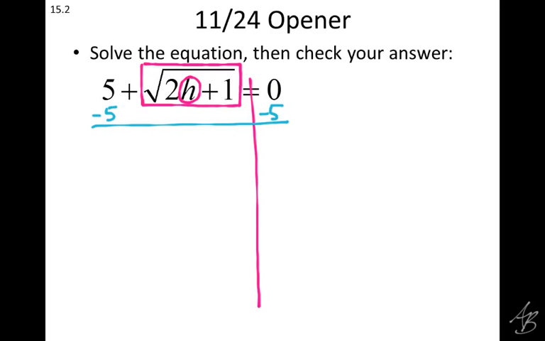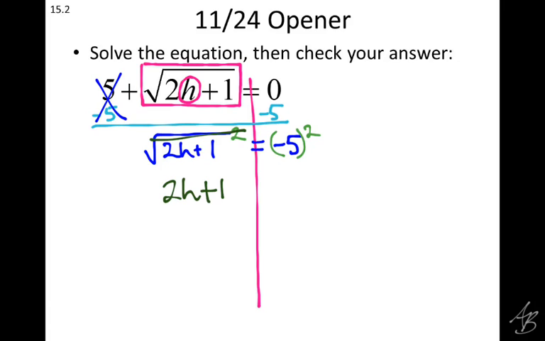And on the left side, those 5's cancel. That means the square root comes down. So we have the square root of 2h plus 1 equals, what's 0 minus 5? -5. Okay, now the square root's by itself, so what can I do? I can square it to get rid of it. So I'm going to square the left side, square the right side. And when I square the left side, the square and the square root cancel, leaving 2h plus 1. On the right side, -5 squared. -5 times -5 is? Positive 25.